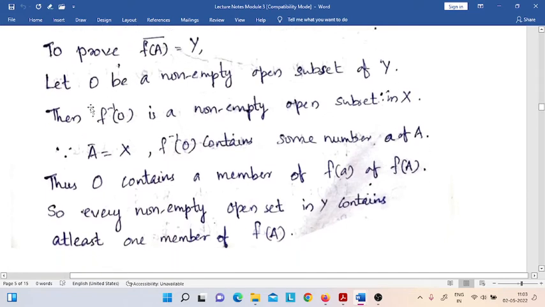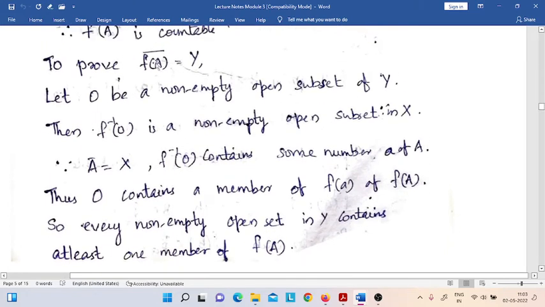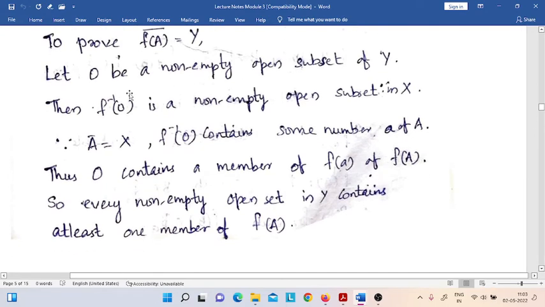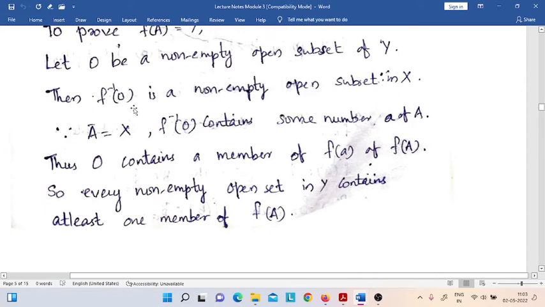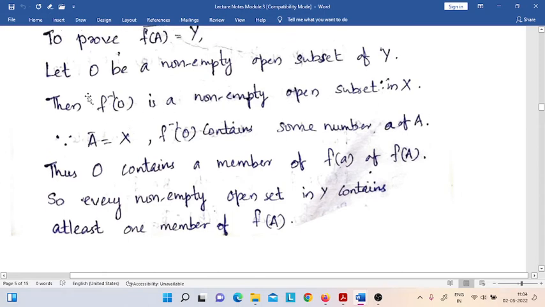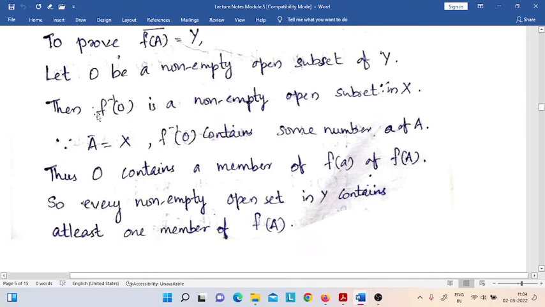How can we do this? For that, you have to choose an arbitrary open set from the second space Y. Let O be a non-empty open subset of Y. Arbitrarily we choose a non-empty open subset of Y, and we name it O. Then f inverse of O is a non-empty open subset in X. Why? It's because f is continuous.